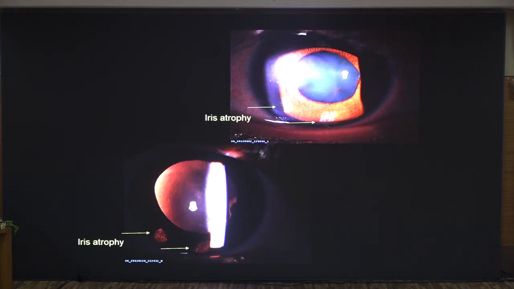It depends upon you to look for any activity. If it is active, treat. If it is not active, just wait and watch.